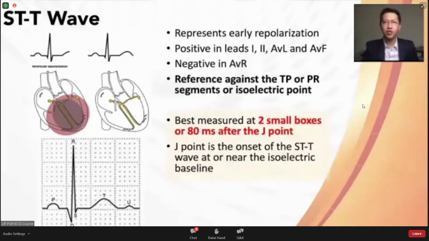Its polarity is usually the same as the net polarity of the preceding QRS complex and is usually positive in leads 1, 2, AVL, AVF, and negative in AVR, and it might be variable in the following leads, 3, V1, and V2. Any ST segment elevation or depression or T-wave inversion can be indicative of ischemia or infarction. Note that changes in your ST and T waves should be compared to a reference isoelectric point that is traditionally the TP segment.